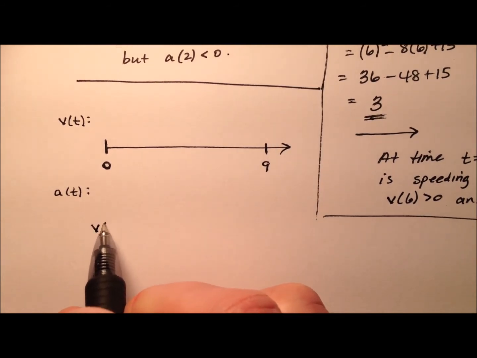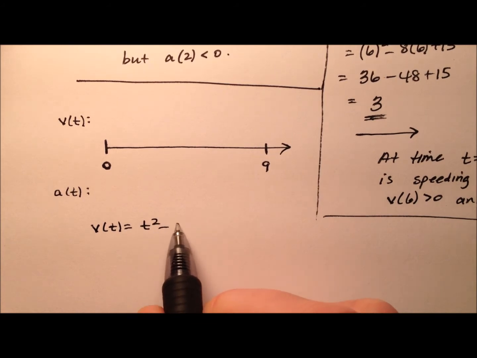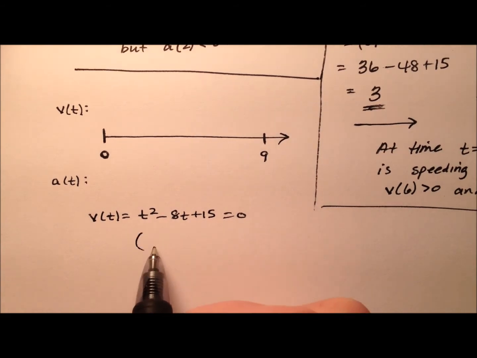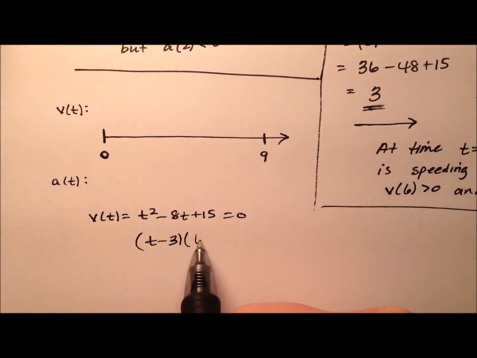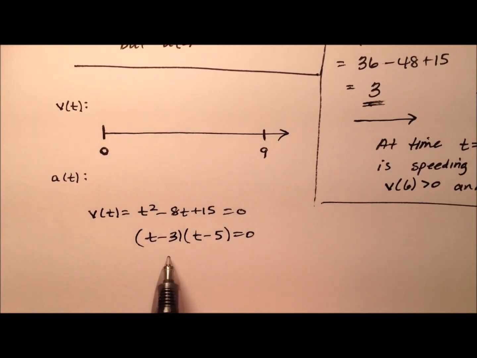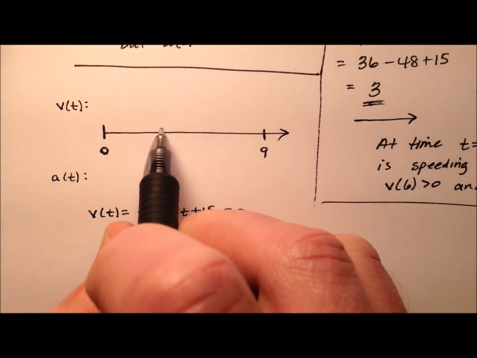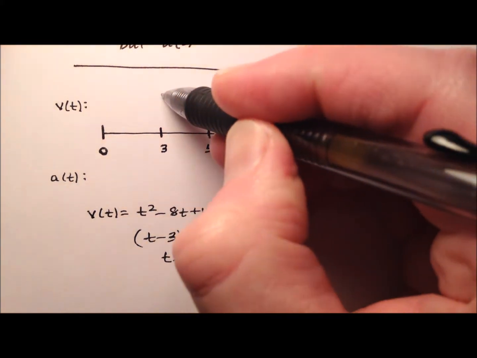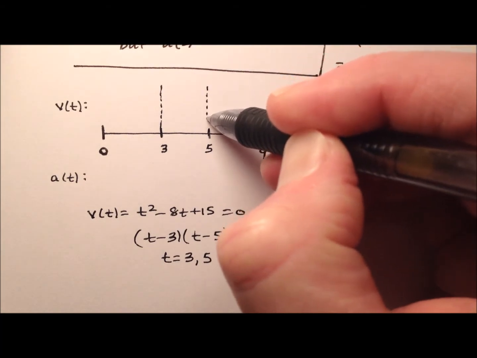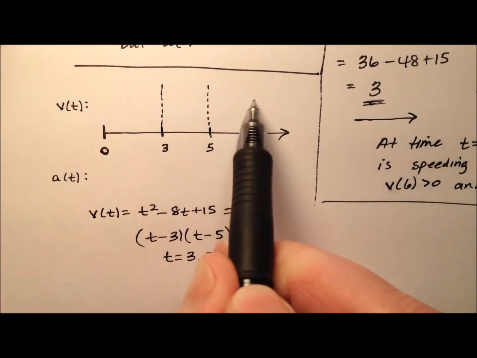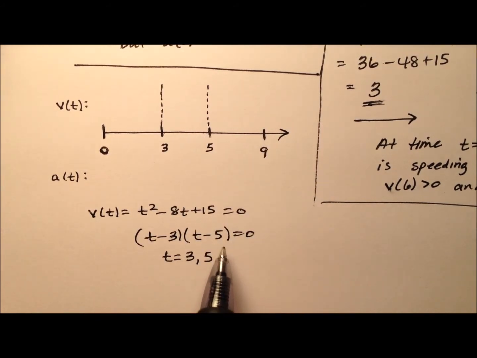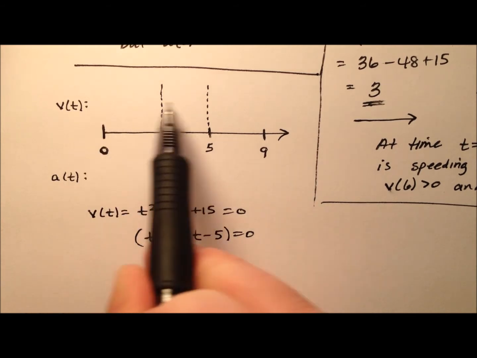So once again, let me write this velocity function down. We have t squared minus 8t plus 15, and I want to know when that's 0. Well, this actually factors pretty nicely down to t minus 3 and t minus 5. So we can say that at time t equals 3 and 5, we have 0. So let's plot those 2 points. We have 3 and 5. And I'm going to do a little division here, draw some lines. There we go. So we have 3 distinct regions here: from 0 to 3, 3 to 5, and 5 to 9. And the reason is, again, because our critical points are 3 and 5, so that's going to divide up our velocity function.